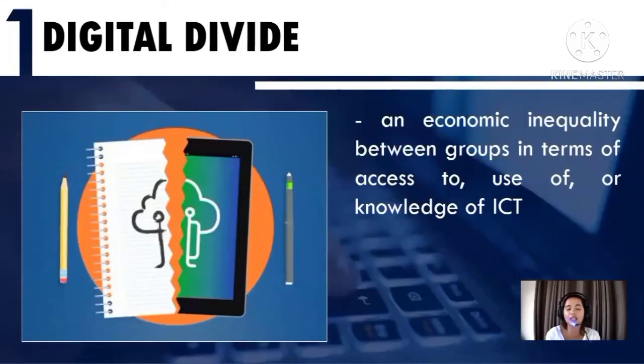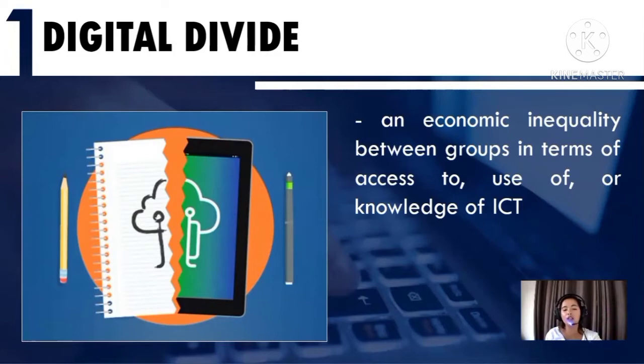Digital divide is basically a division between rich and poor. This is an economic inequality between groups in terms of access to, use of, or knowledge of ICT. The digital divide can be clearly seen in a classroom, where some have cellphones, others have none. In other countries, their wifi is free for all, but for us, our internet is very poor and we need to load data and so on.